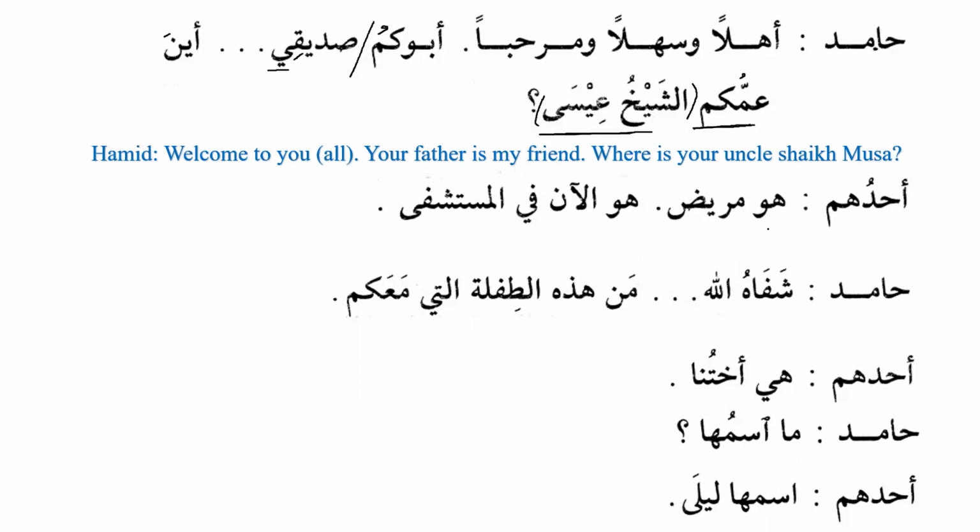Ahaduhum, one of them, huwa maridun. He is sick. So very simple sentence. Huwa is subject and maridun is predicate. He is sick. Mubtada and khabar. Huwa al-ana fil mustashfa. He is in the hospital at present or right now.